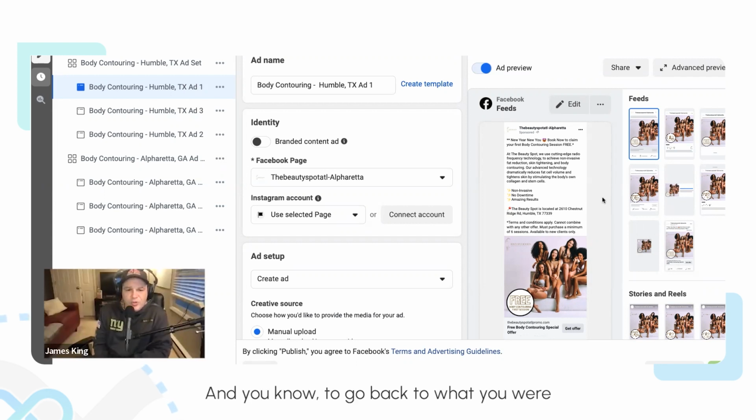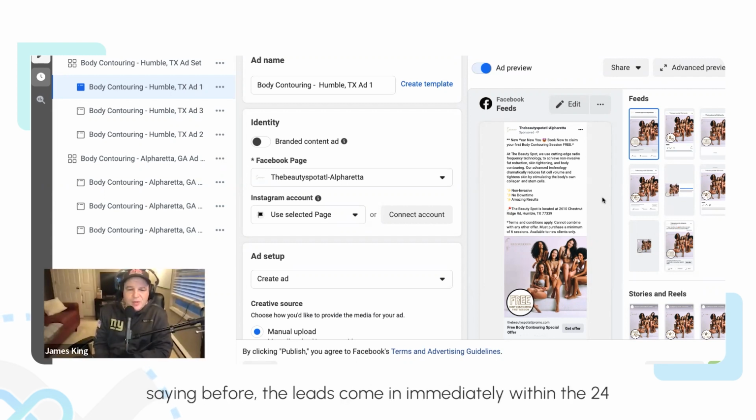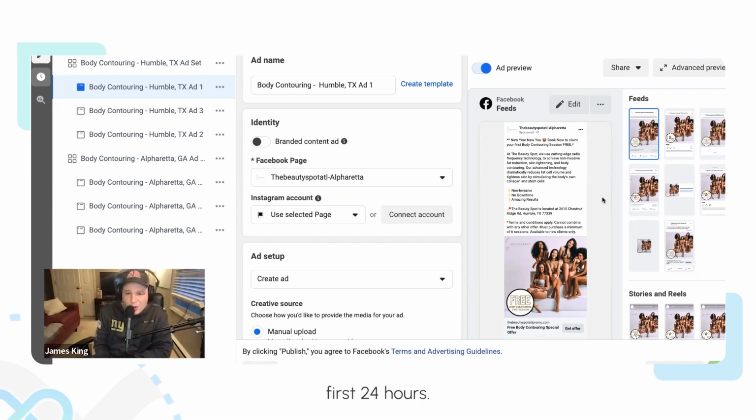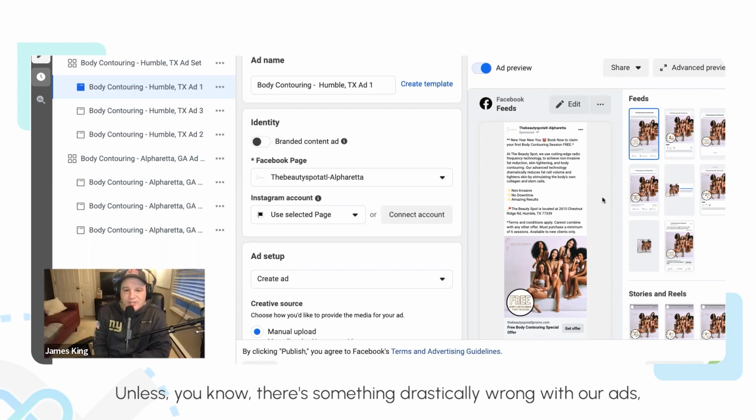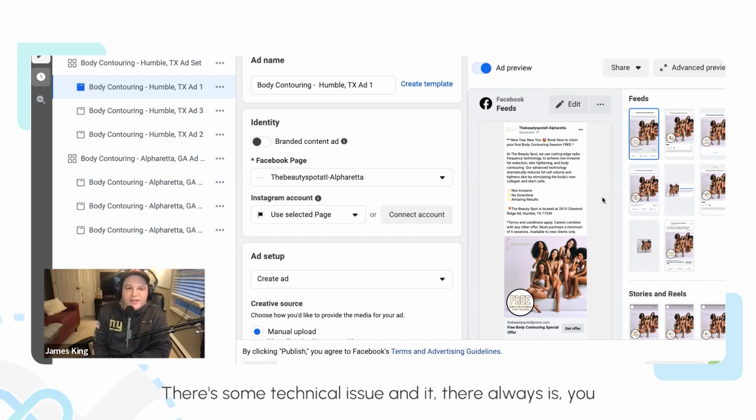Yeah, and to go back to what you were saying before, the leads come in immediately. Within the first 24 hours, our customers are getting leads. Sometimes it may be 1, sometimes it could be 8, but they're getting leads from day 1, and typically, if we don't see a lead within the first 24 hours, there is a technical issue. That's another red flag for us, right? Unless there's something drastically wrong with our ads, which there aren't. We do these over and over again. There's some technical issue.